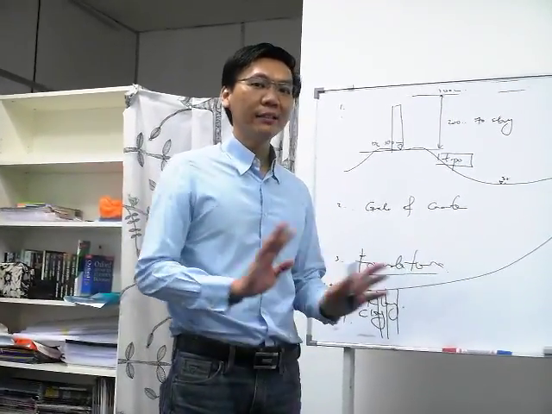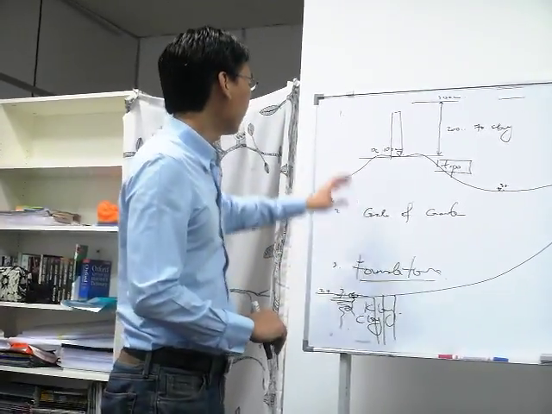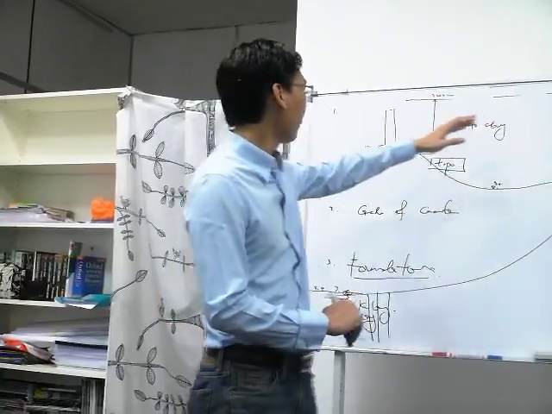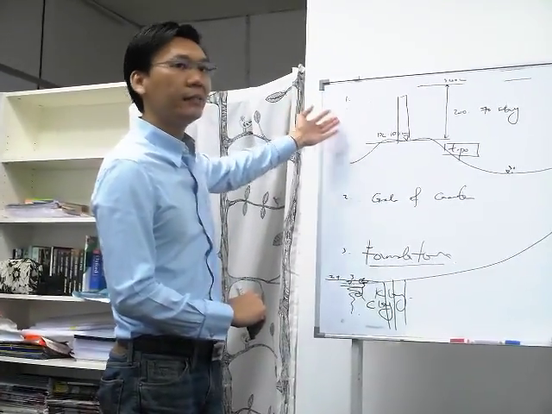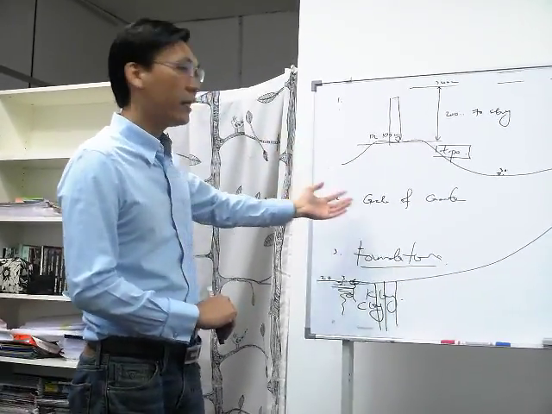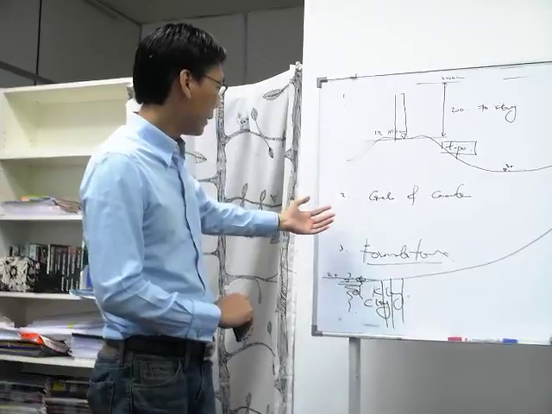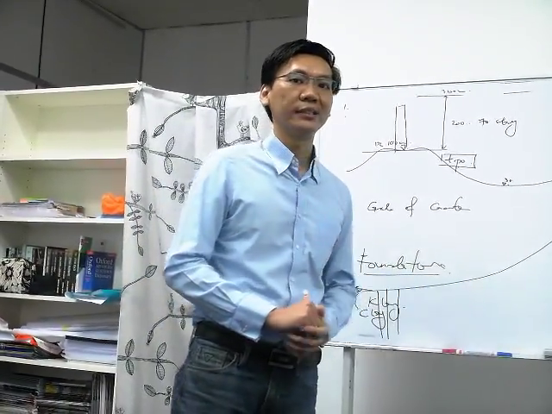The three factors. I'll summarize the whole thing of today. The height of a building is governed by three factors. Follow me. Number one, the topography. Number two, the grade of concrete. And number three, the foundation type to be used, which is governed by the soil conditions.